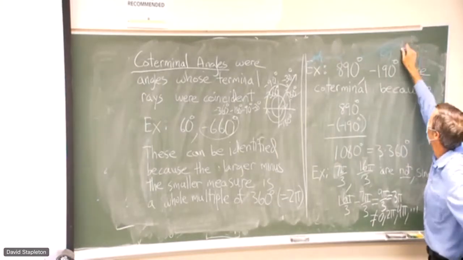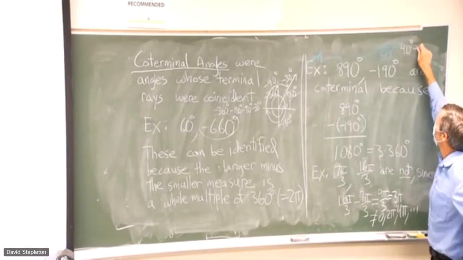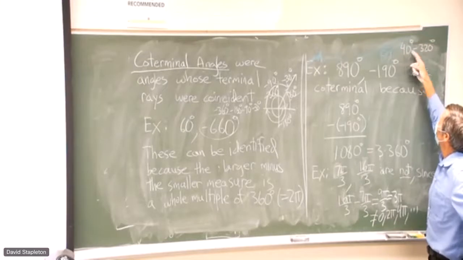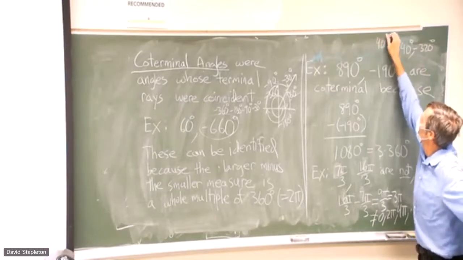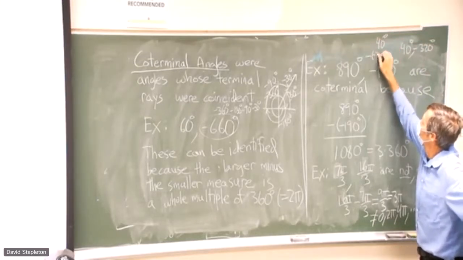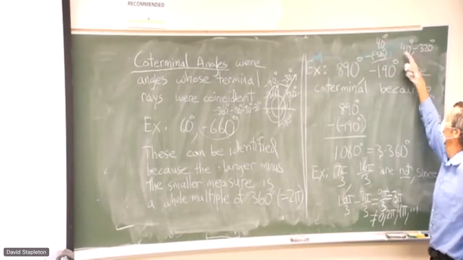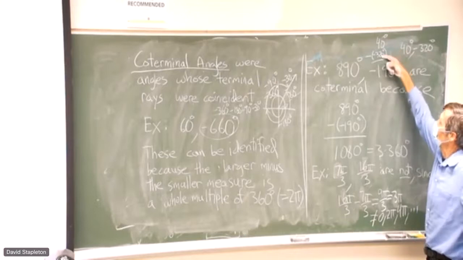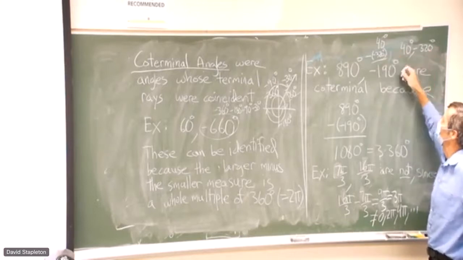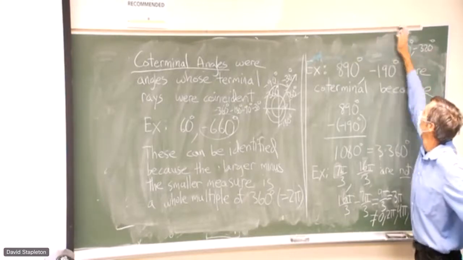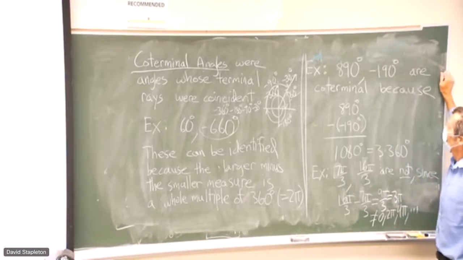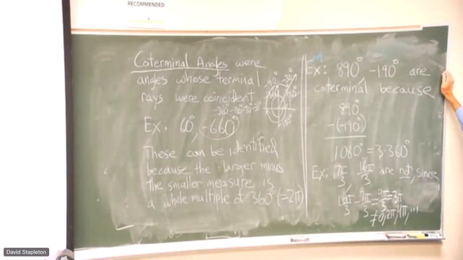If I take 40 degrees and minus 320 degrees, if I wanted to see if they're coterminal, I take the 40 degrees and subtract the negative 320 degrees. And so I'd actually add them and get 360. Oh, yes, they're coterminal because their difference, larger minus the smaller, is a multiple of 360. In fact, it's 360 itself. Every angle is coterminal with itself for this reason.